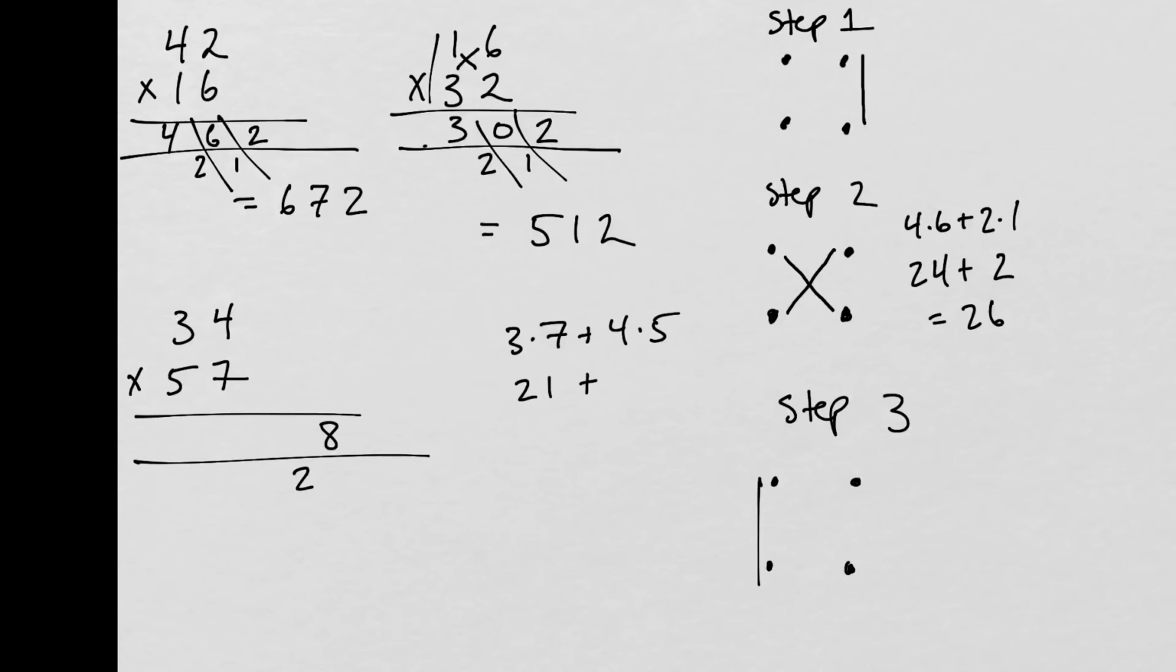So that gives us 21 plus 20, which equals 41. There it is. And then step 3 will be this 3 times 5. That'll give us 15. Now here's our carries this way. Oh, this 15, I could write it like that. So we get 1938.